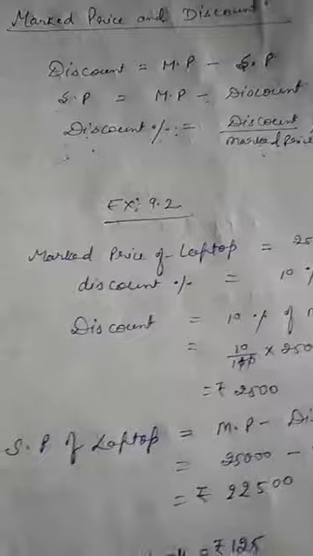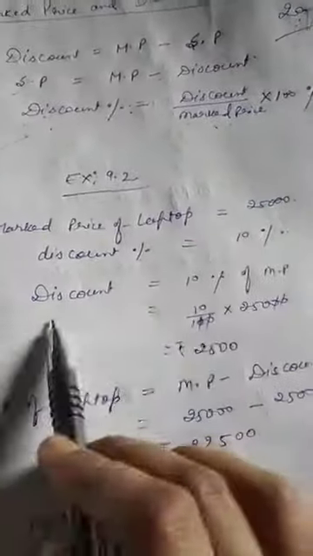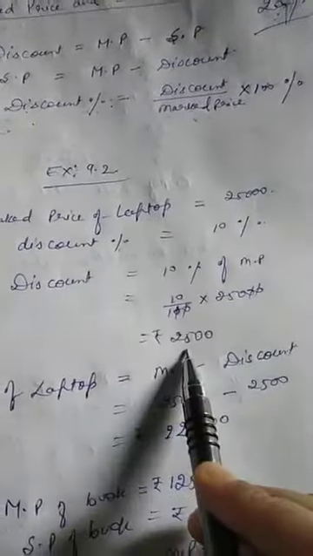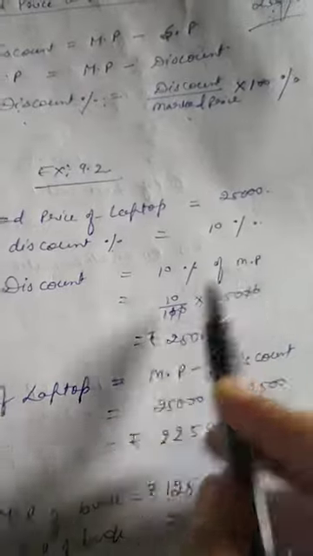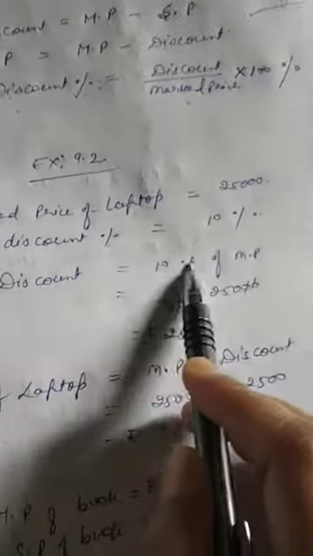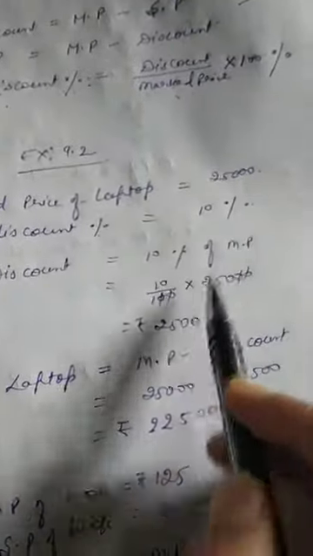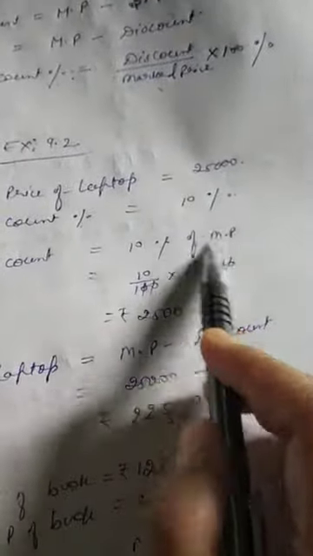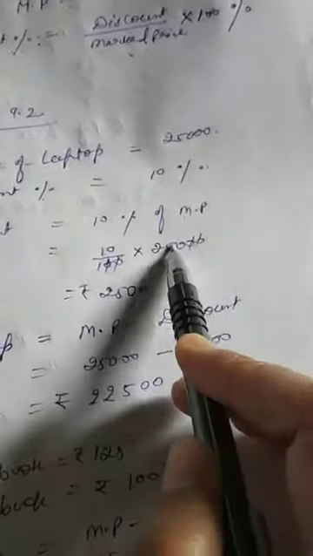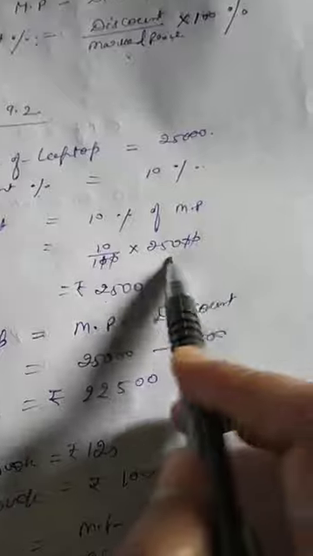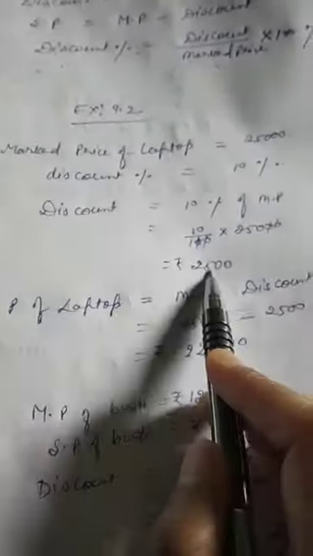Question is simple. Marked price is given, discount percentage is given, but we have to change the discount percentage into rupees. 10% of this means what? 10% of marked price. Discount is equal to 10% of marked price. Whenever you have to change this percentage into rupees, we will multiply with the marked price only, not with the selling price. Okay, so marked price we know is 25,000, 10 by 100 into 25,000, just cancel it out, we will get 2,500 as the discount.